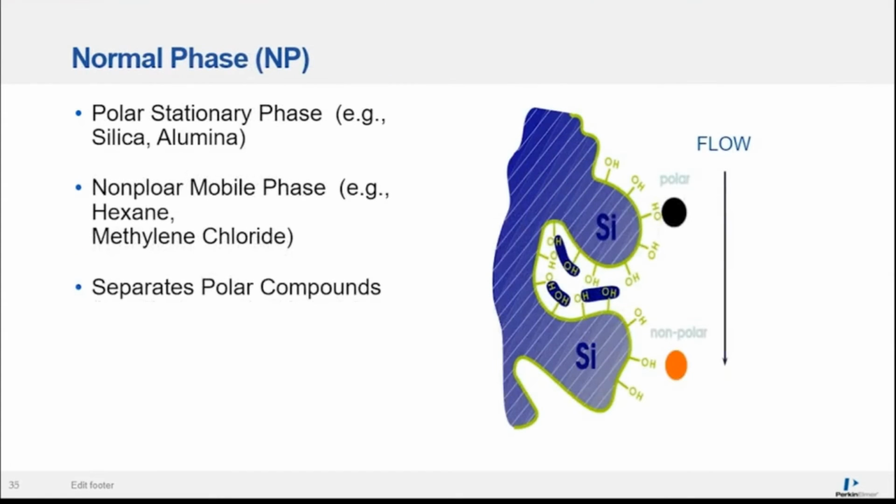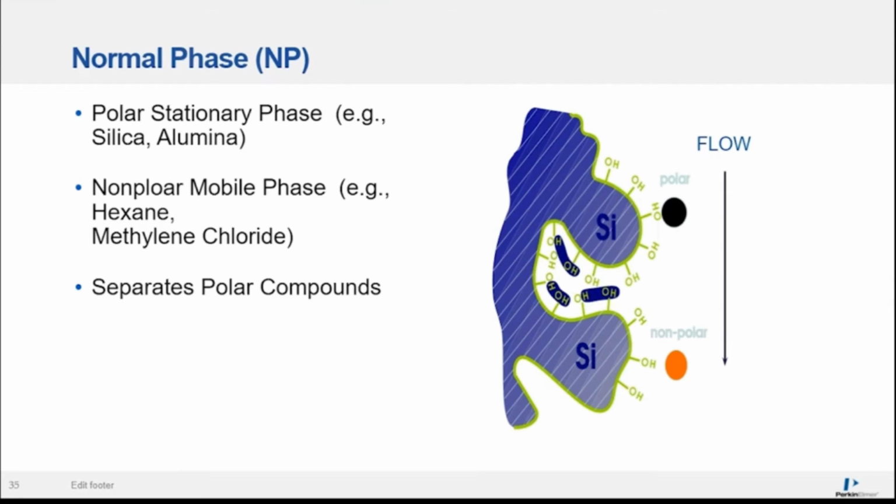Normal phase is historically what existed first. Your stationary phase will be polar, something like silica or alumina. Notice that silica has hydroxyl groups on it. That's what makes it polar. Your mobile phase or your liquid will be nonpolar. Your weak solvent will be hexane or heptane. Your strong solvents will be things like methylene chloride or chloroform. And we will use this technique to separate polar compounds.